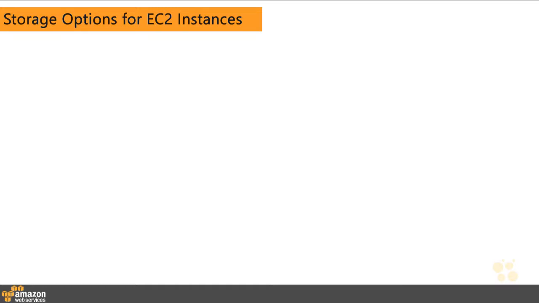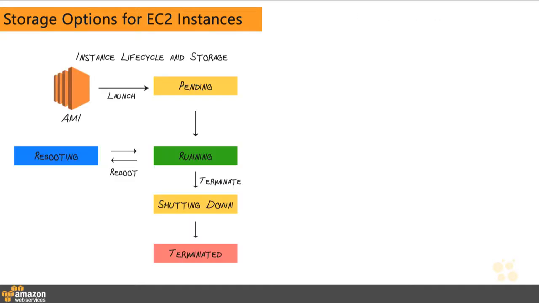So let's finish up by taking a look at the life cycle of an EC2 machine, and specifically the life cycle as it relates to this different storage that we've talked about. To begin with, what happens when you create an EC2 machine? Well, you choose an AMI, a machine image, and you use that to launch your EC2 instance.